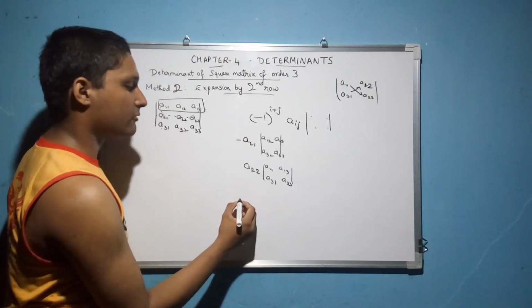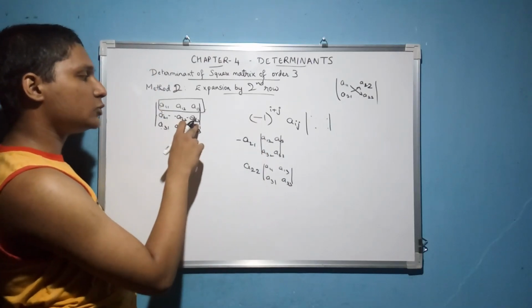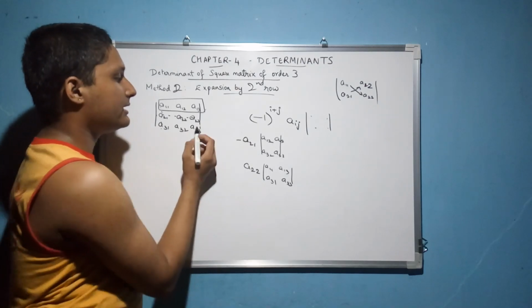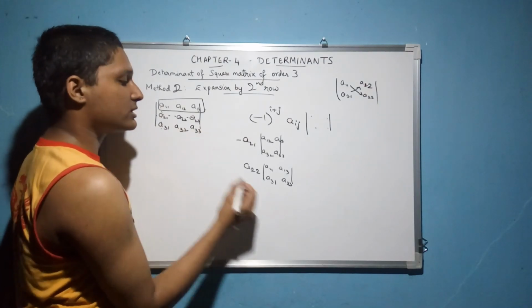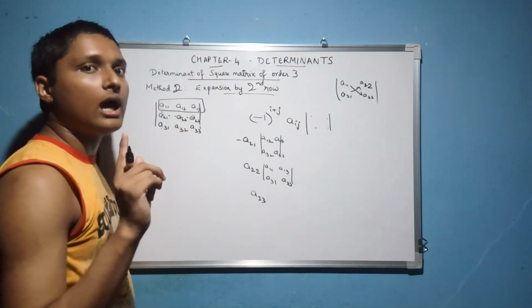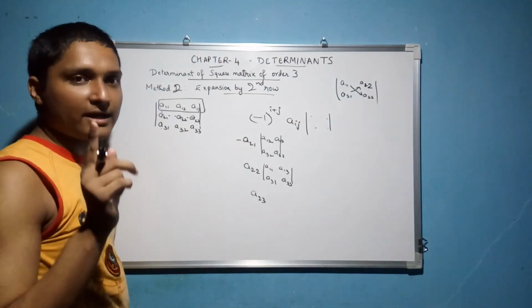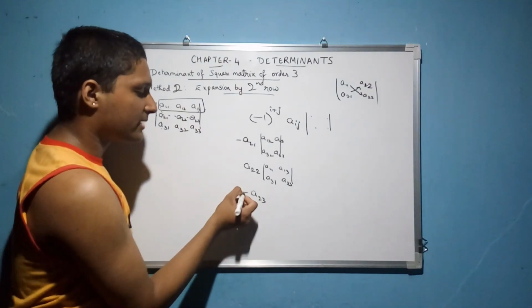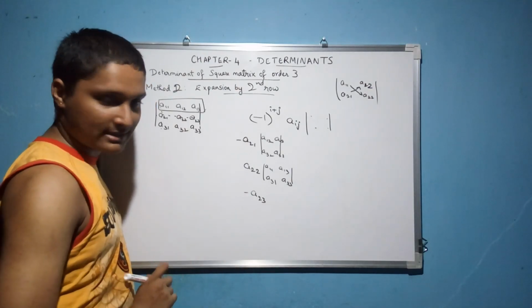Then next one you have minus 1 whole raised to 2 plus 3. i is 2 and j is 3. So it is going to be 2 plus 3, so it is going to be minus 1 whole raised to 5. Minus 1 whole raised to 5 is minus 1. So 1 minus sign I am putting here.